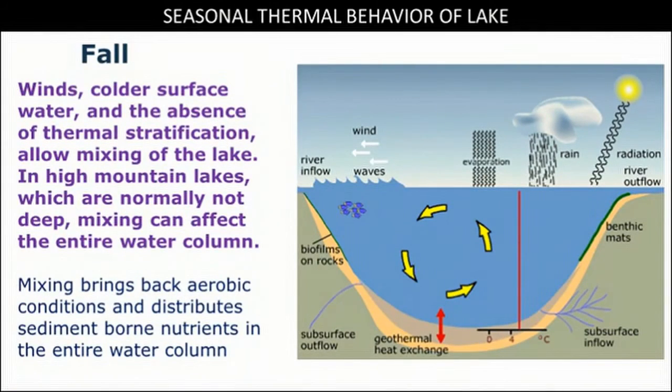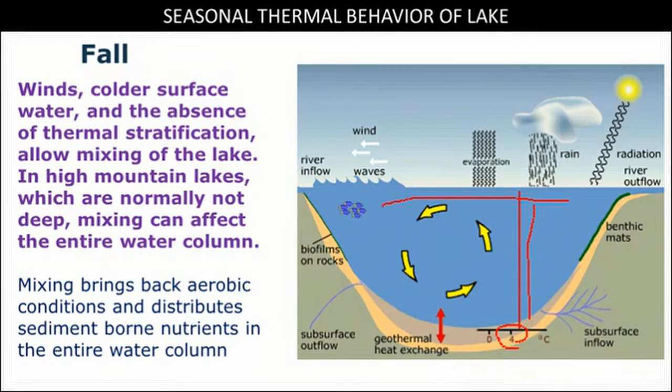Then fall. The fall, where winds, colder surface water, and the absence of thermal stratification allow mixing of the lake. Here you can see there is no surface, there is no wind, and the water is a bit colder, just above 4 degrees Celsius. So this allows a very homogeneous mixing of the lake.